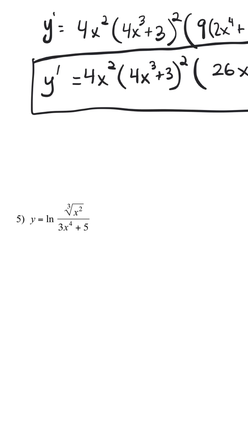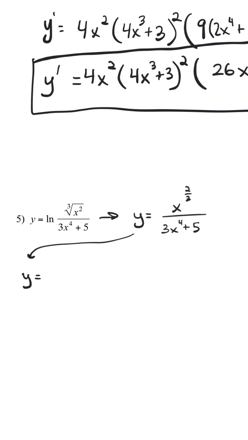All right, with question 5, what you're going to want to do is use rules of logarithms before you find a derivative. So if we rewrite the numerator as x to the 2/3, then we can use the quotient rule of logarithms and separate that into two logarithms using subtraction. And then we can bring this exponent down in front of the natural log.